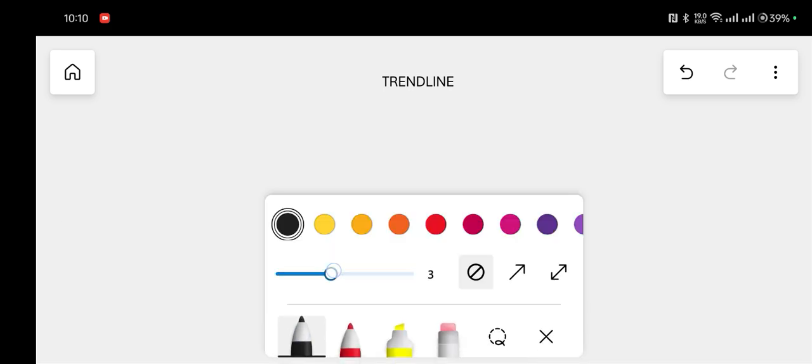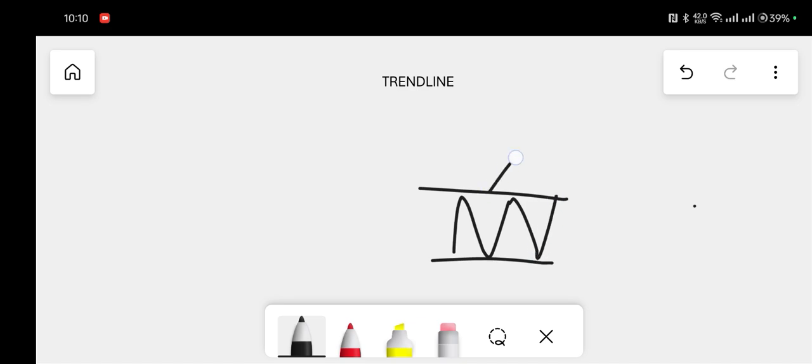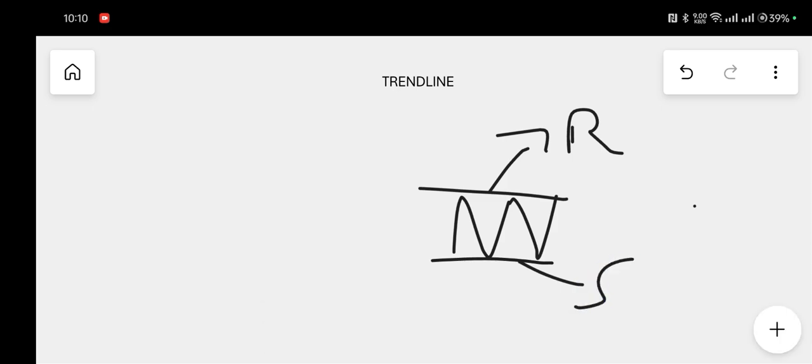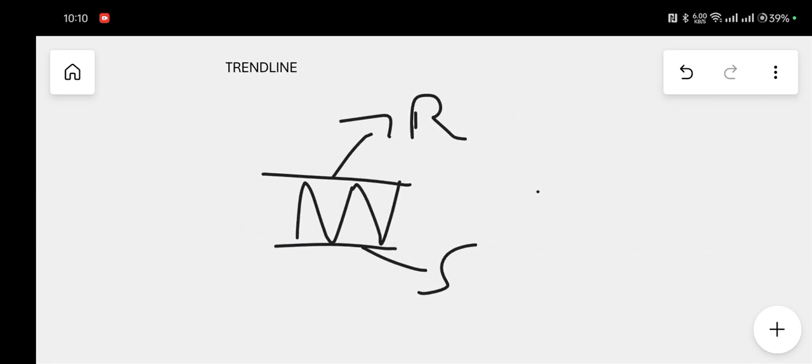Let me do it properly. So let's say we already have this. You have this, you have this, then you have the market in between. I don't know if you understand. You see this line here, this particular one, this is your resistance. Are you getting me? This one below is your support. I hope you understand. It's as easy as that. This is a resistance and this is a support.